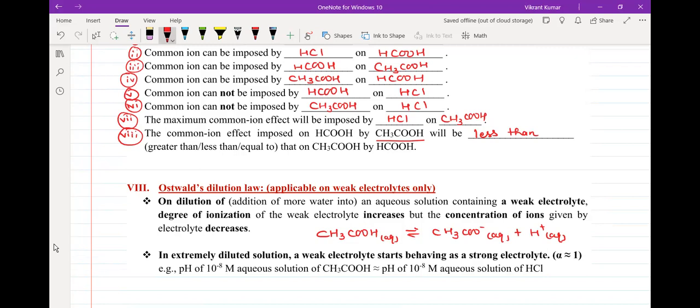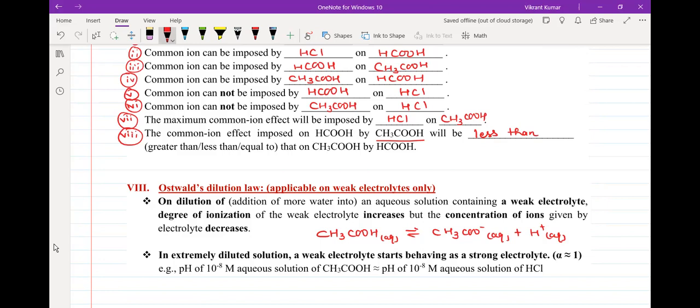क्या होता है, वॉल्यूम बढ़ रहा है, वॉल्यूम बढ़ने से शिफ्टिंग किधर होती है, जिधर एक्वस आयंस बढ़ेंगे। जिधर एक्वस मोल्स बढ़ेंगे इन जनरल, तो एक्वस मोल्स कौन से डायरेक्शन में बढ़ रहे हैं? फॉरवर्ड में। And फॉरवर्ड में बढ़ा तो डिग्री ऑफ आयनेशन ऑफ एसिटिक एसिड क्या हो गया? बढ़ गया ना, इंक्रीज। है ना? So that's the line, that is called Ostwald dilution law.